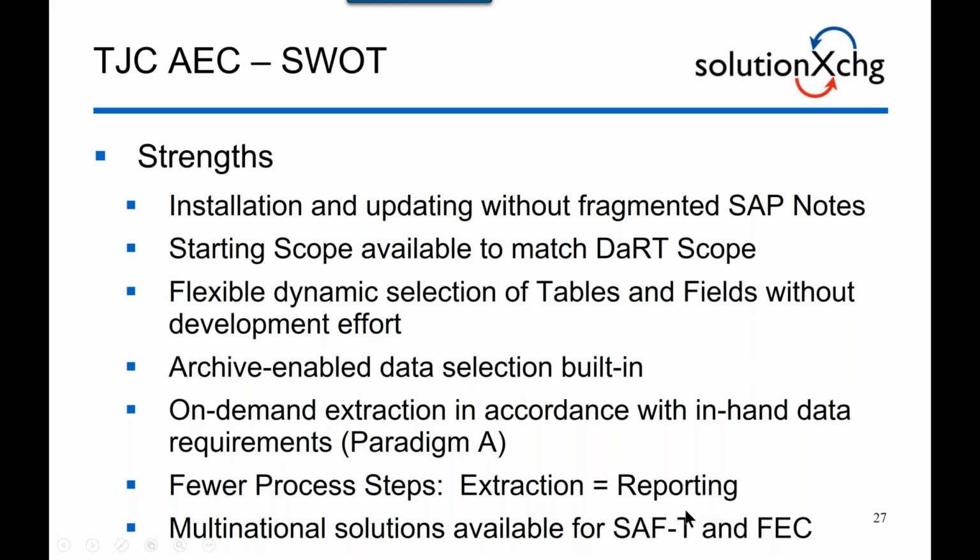The other strength to the TJC model and the ECC framework is that where you have those country-specific requirements for Portugal and other countries for SAFT, or for France for the FEC, there are add-ons to the AEC that are designed specifically to target those requirements, whereas for the DART tool, that becomes a totally separate program stream and add-ons to support the country-specific requirements. And based on experience, these country-specific targeted solutions are much easier to implement and to execute and to get results from than using the DART model.